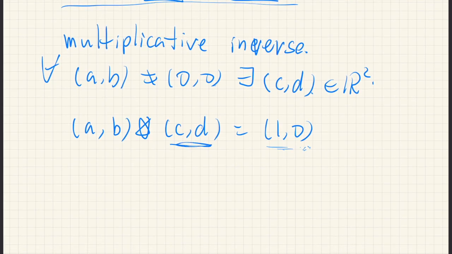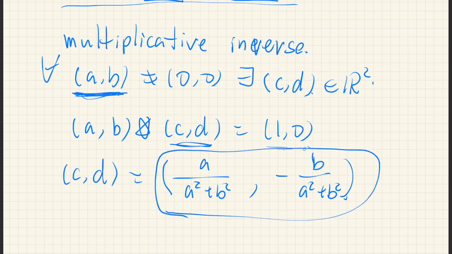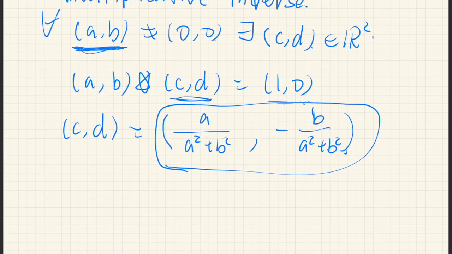And actually such (C,D) is given by this: A over A squared plus B squared, and negative B over A squared plus B squared. Okay, so for each non-zero pair (A,B), this pair is the multiplicative inverse. Okay, let's check that.